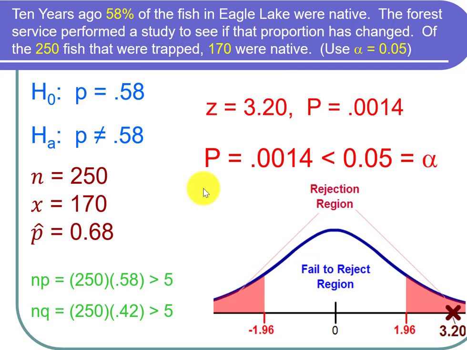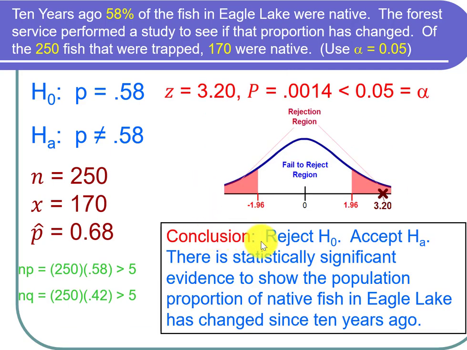So let's state our conclusion. We can reject H naught and accept HA and say there is statistically significant evidence to show the population proportion of native fish in Eagle Lake has changed since 10 years ago. And I'm done with the problem.